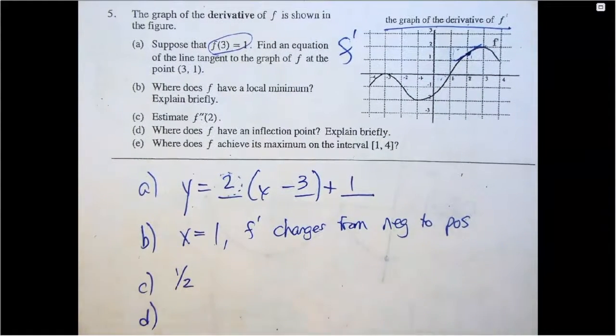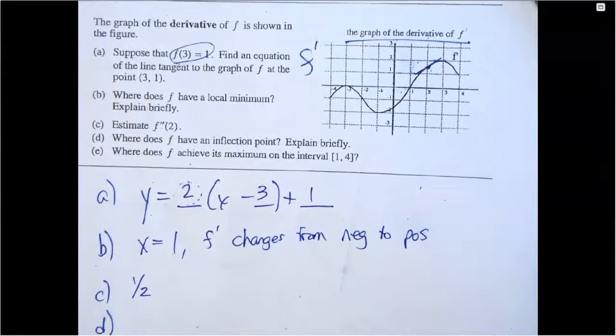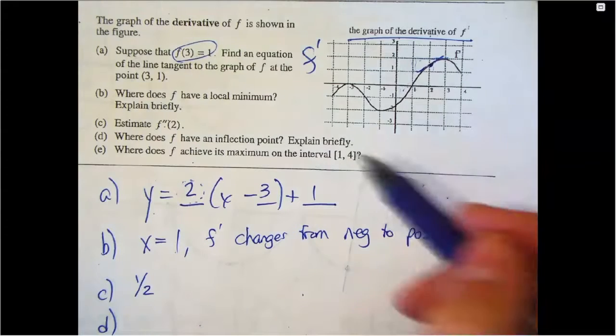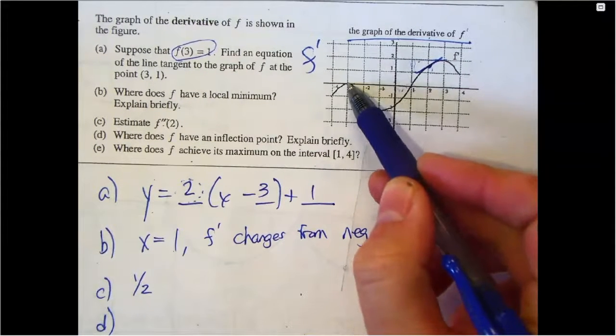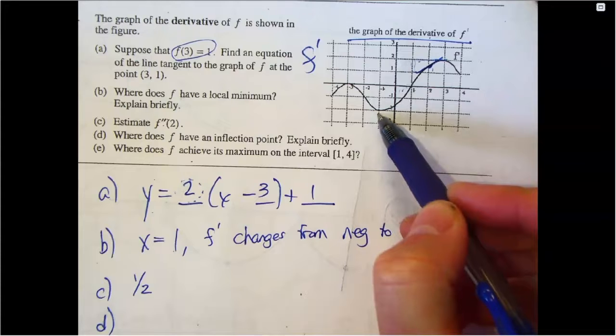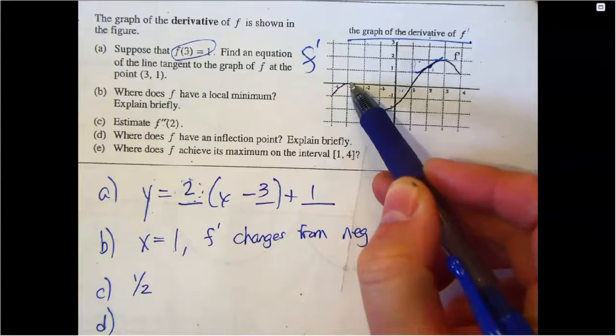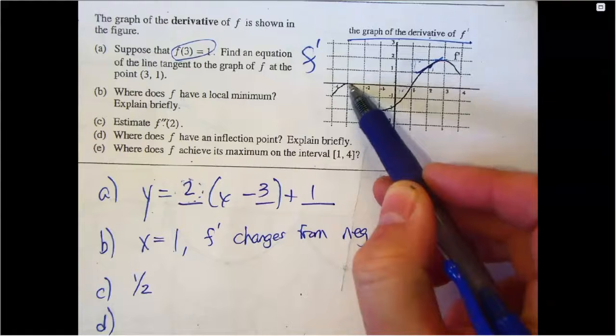All right, part D, where does f have an inflection point? And explain briefly. Well, inflection points come from the second derivative. So what do I have to do with this graph to get to the second derivative? Take the slope of it. So the slope of this graph is positive here and negative here. That means the second derivative is positive here and negative here. So doesn't that make that a point of inflection?